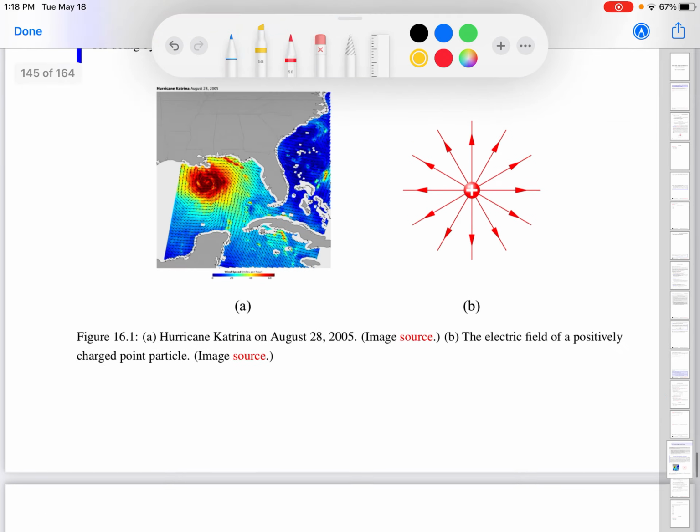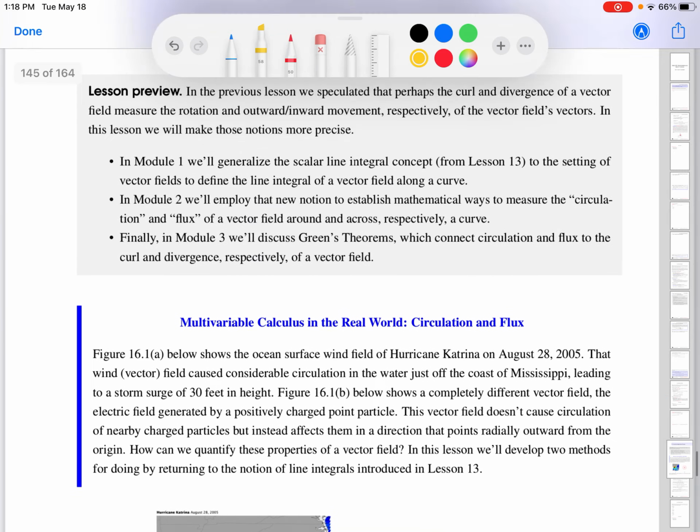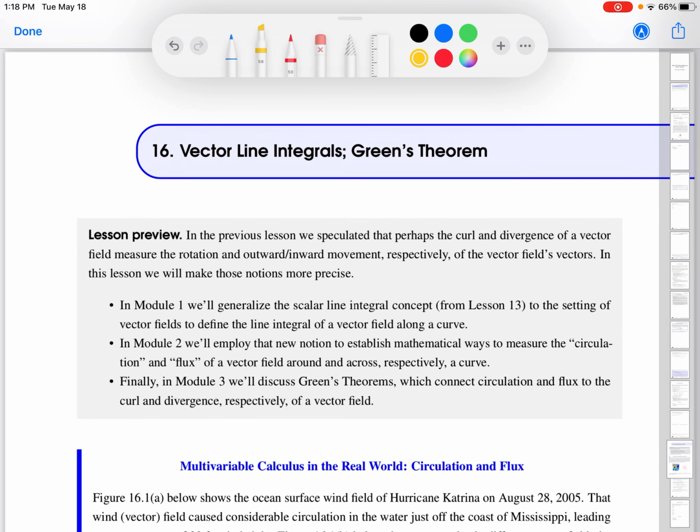So I'm going to scroll up really quickly, actually, just to mention a few things about the lesson as a whole. This is a capstone lesson in the course and also in the Unit 4 that we're in. By that I mean that we will be using concepts and definitions and results that we've accumulated throughout the entire course. We're going to be extending line integrals to the setting where the integrand involves a vector field.